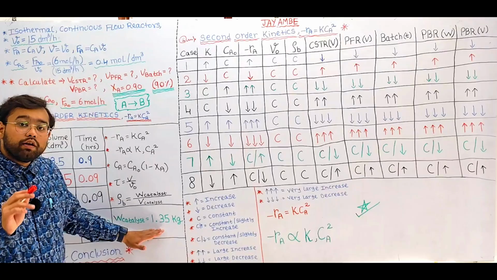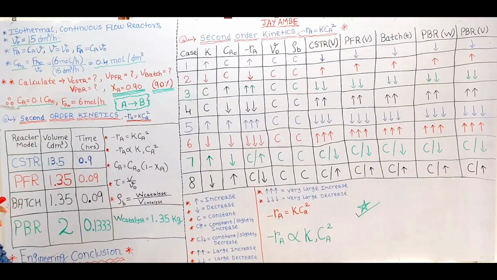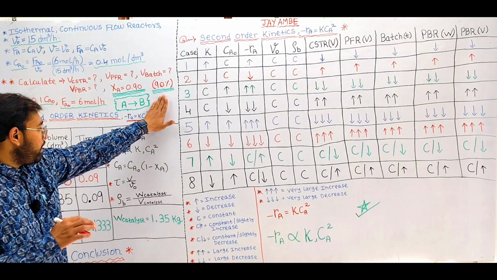Then we require 1.35 kg weight of the solid catalyst, okay? And by using the packed bed reactor, we required 2 cubic decimeter volume and 8 minutes of reaction time, right? In comparison, in the case of the PFR and batch reactors, we required 5.4 minutes of reaction time, and if we select the packed bed reactor, then we require 8 minutes of reaction time in order to achieve the same design conversion of 90%, right?